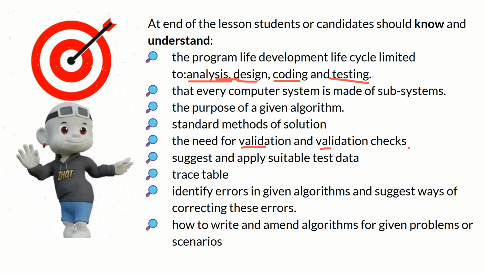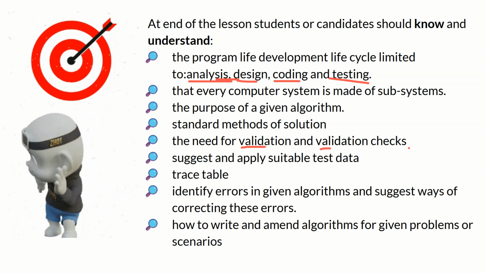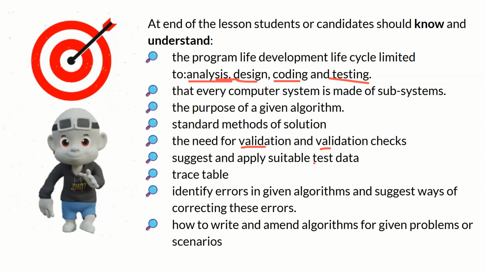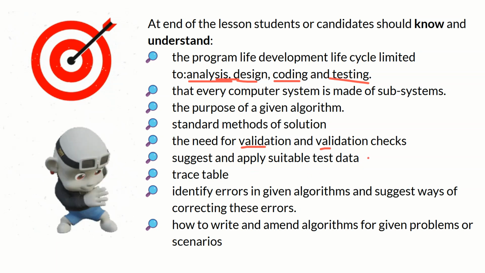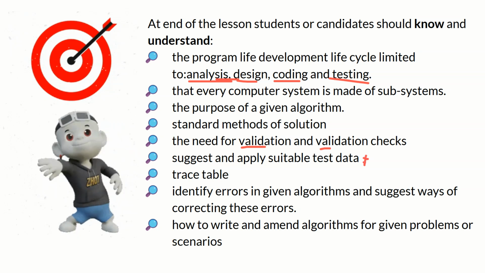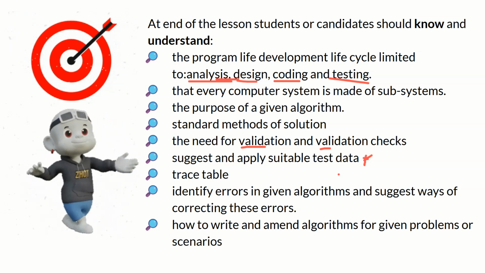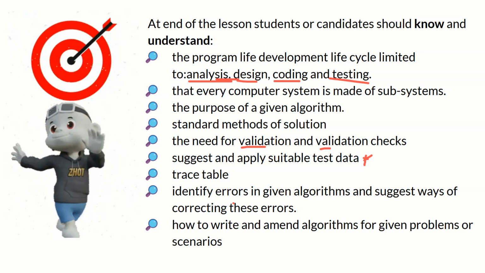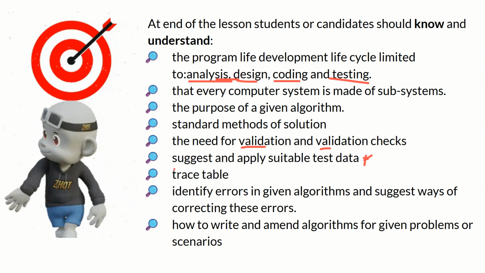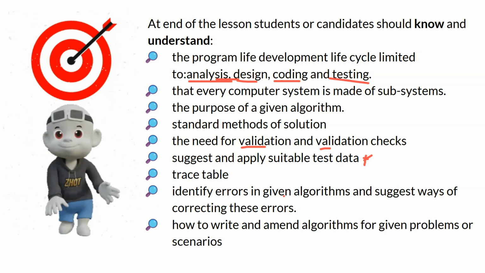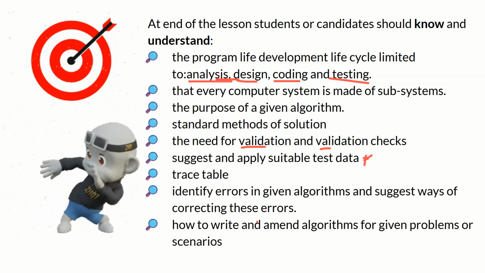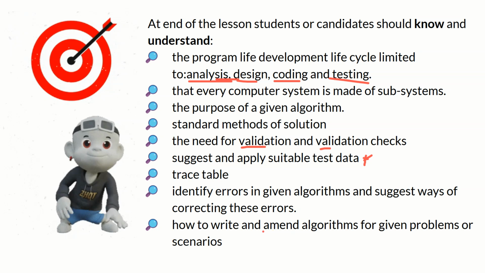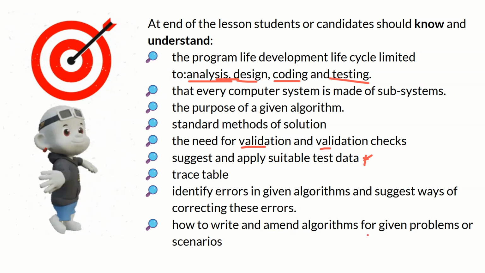We've done this already in ICT, so we can transport the same thing. Suggest and apply suitable test data. We'll talk about the test data. In computer science, we add another one to it, making 4. In ICT, I think we dealt with only 3. So was it 3 or 4? We'll find out. Then we have the trace table, then identifying errors in a given algorithm and suggesting ways of correcting these errors, and how to write and amend an algorithm for a given problem and scenario.